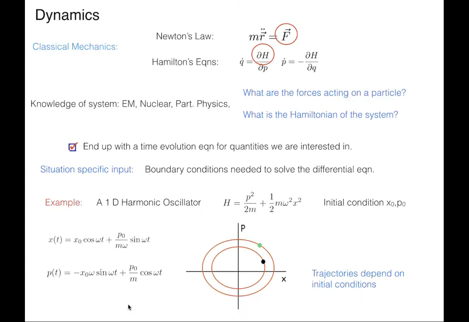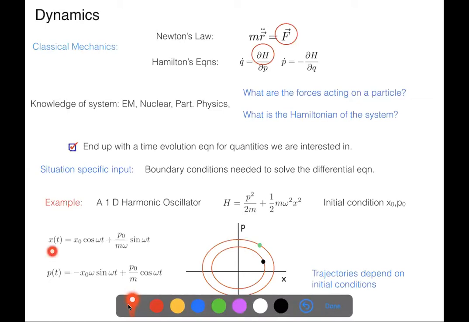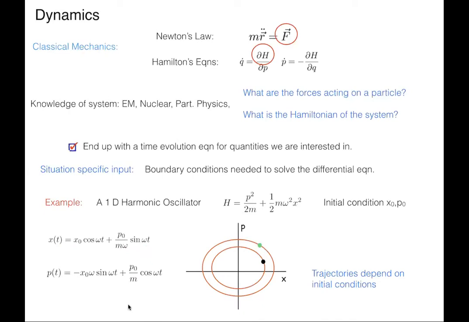Once you have this, you can of course solve the problem. I have taken the simplest problem that you can solve: the 1D harmonic oscillator. I'm not going to talk about these in detail. I'm sure all of you know how to solve Hamilton's equations for a 1D harmonic oscillator. What I would like to point out here is that if I draw the trajectories of the particle, this is a single 1D harmonic oscillator in the phase space, which is the space of x and p.